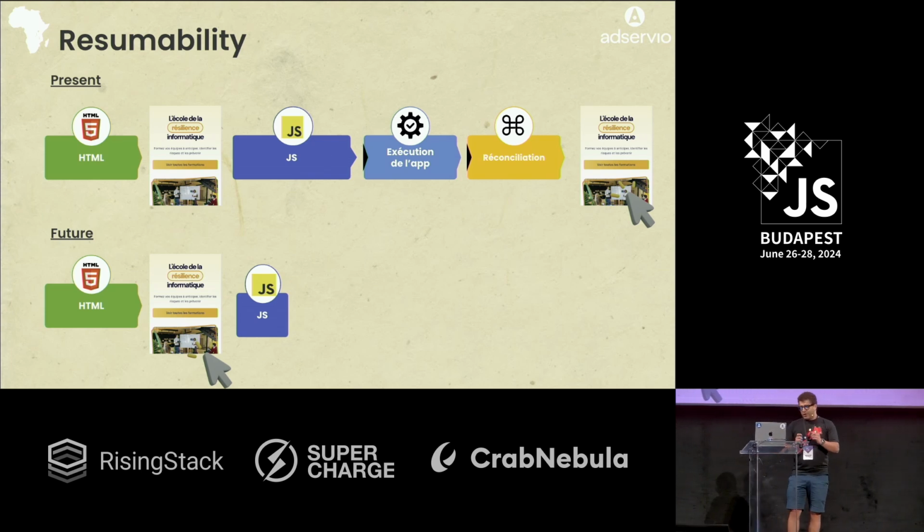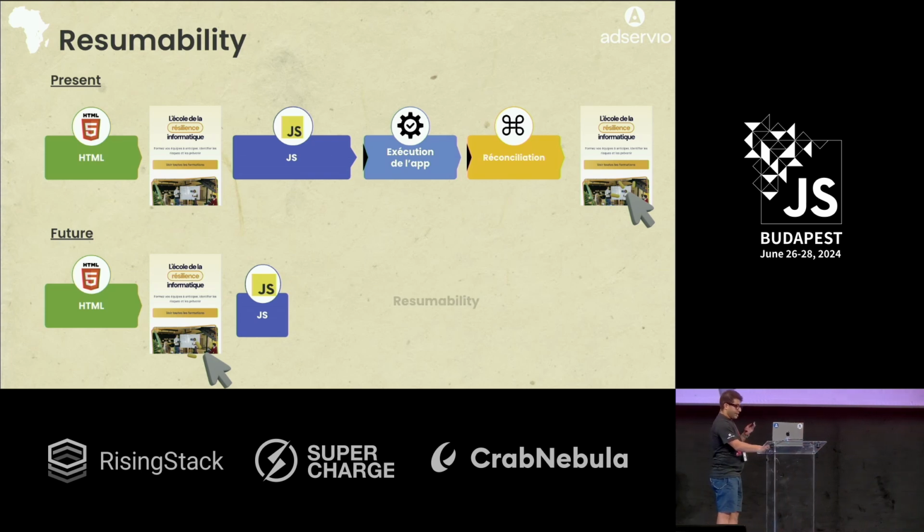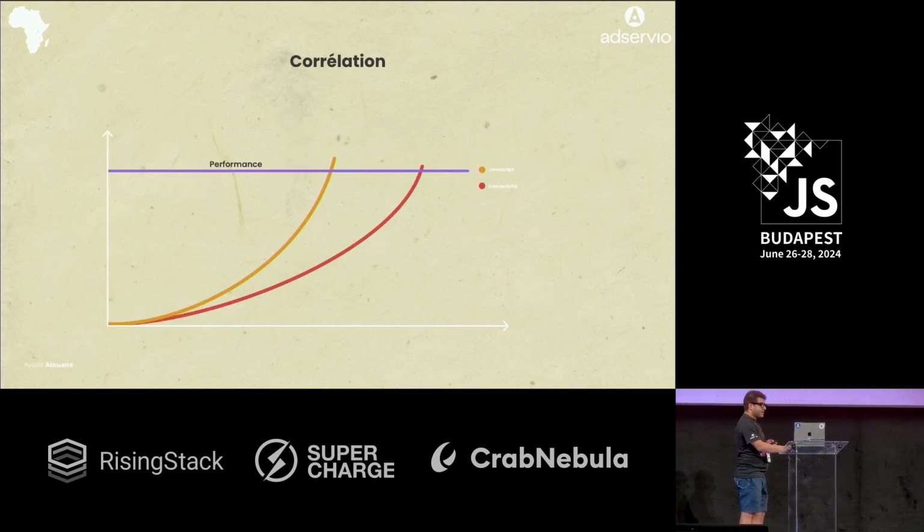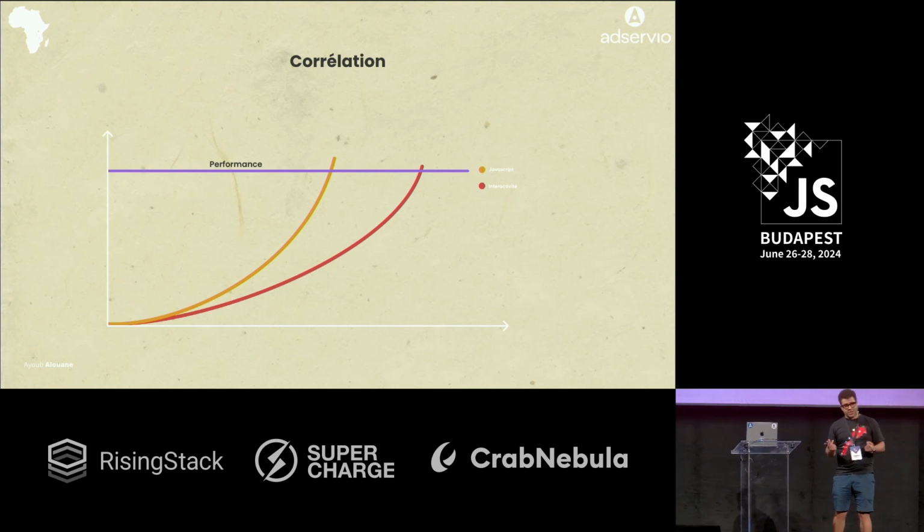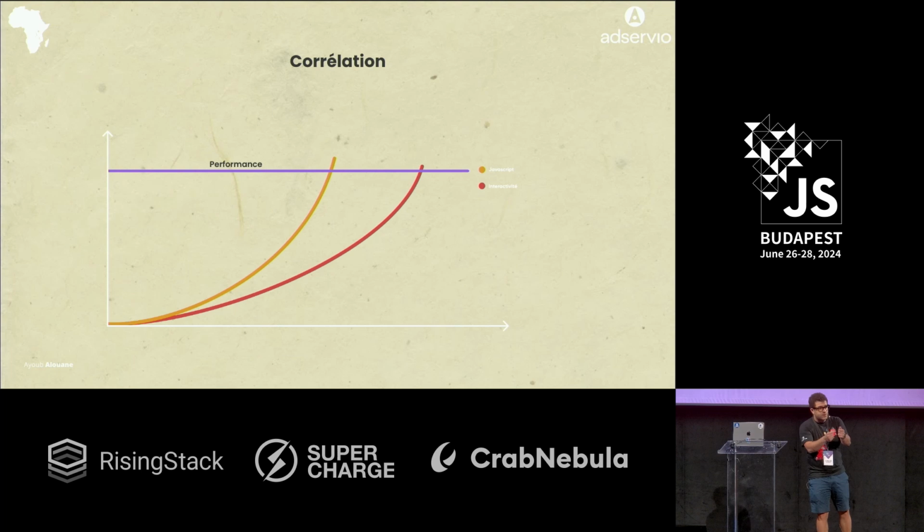How does it work? I will have a demo for that. So imagine that we use this paradigm of resumability here. That will impact our graph a lot, okay? So imagine that we have a lot of JavaScript, but we don't need to execute all of this JavaScript. We will execute only what the user wants. With that, we can scale our app, okay? Because the user will only execute what he needs, not all that is shown to him.